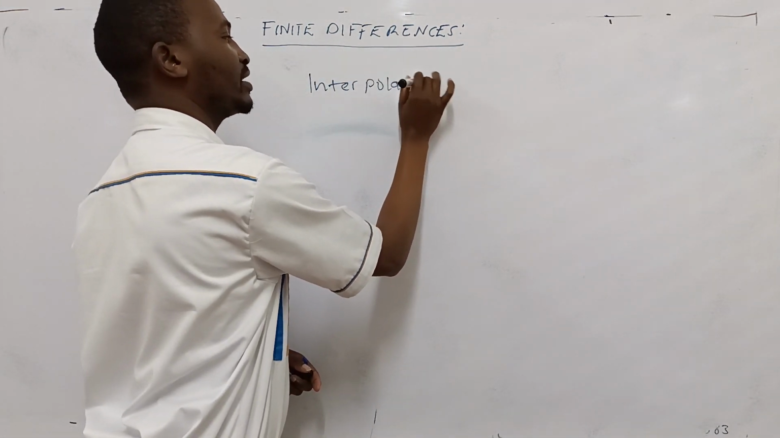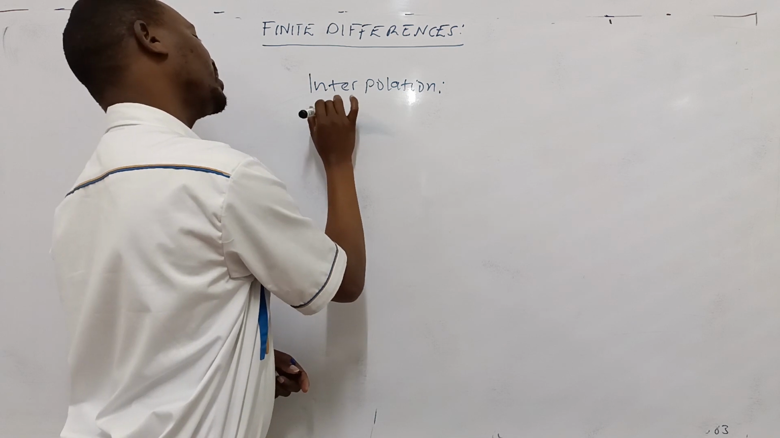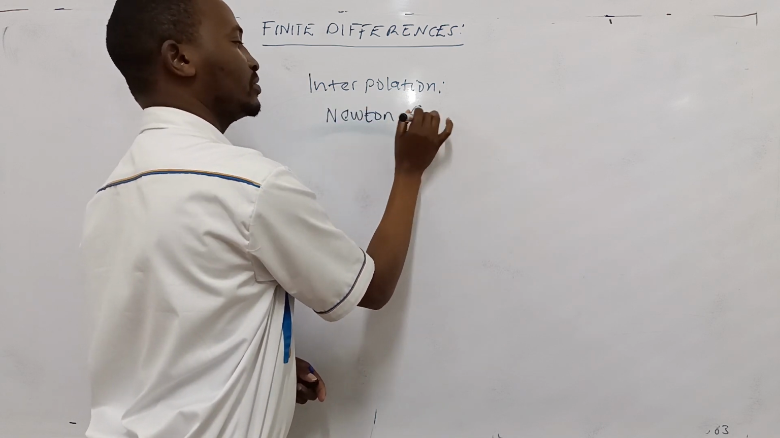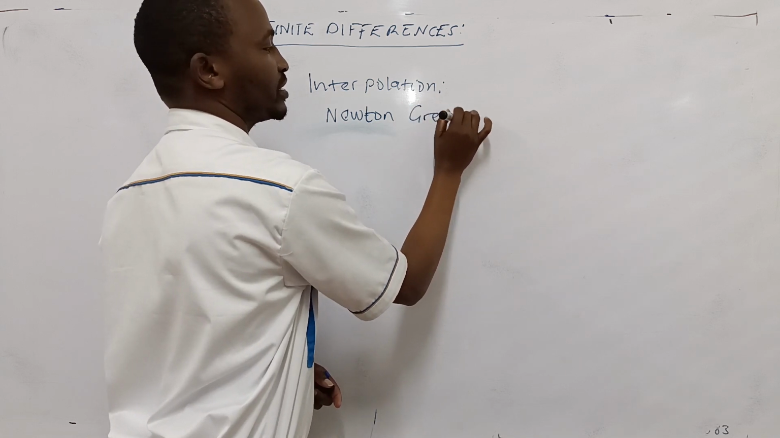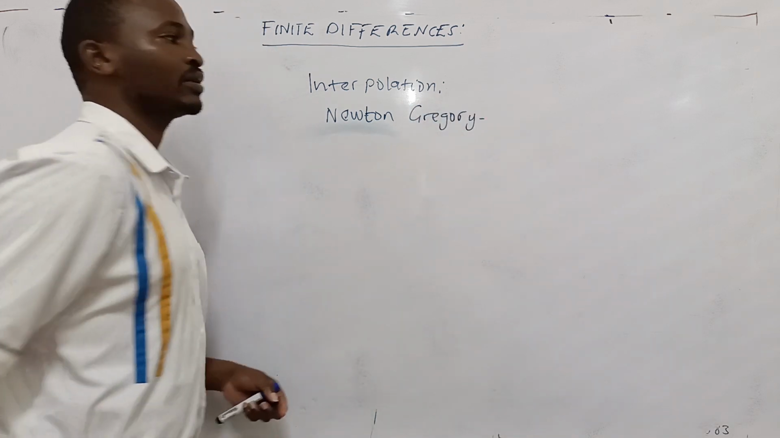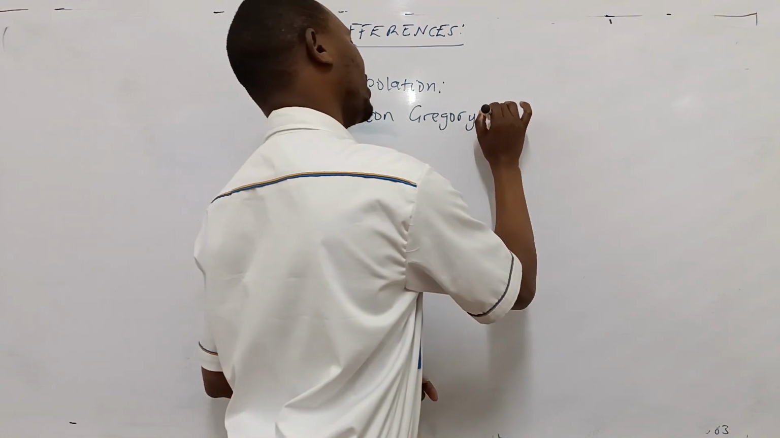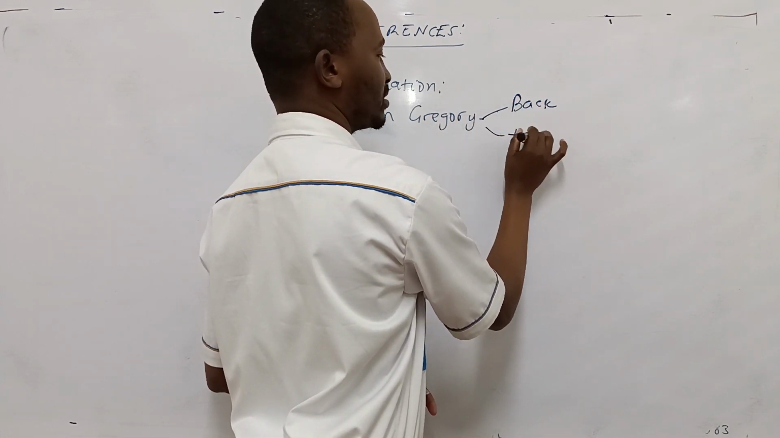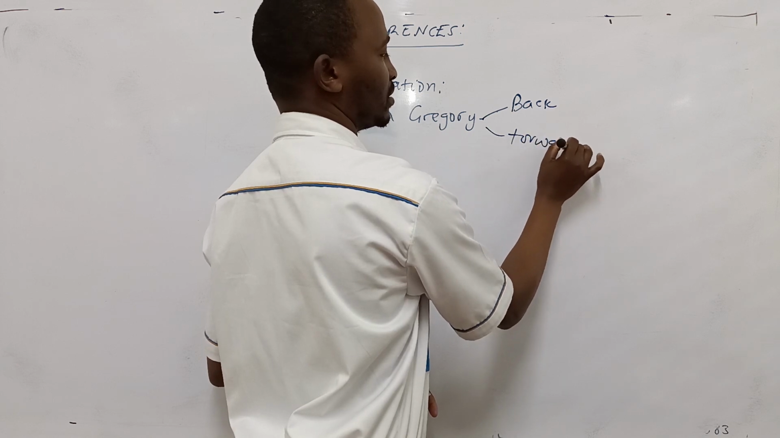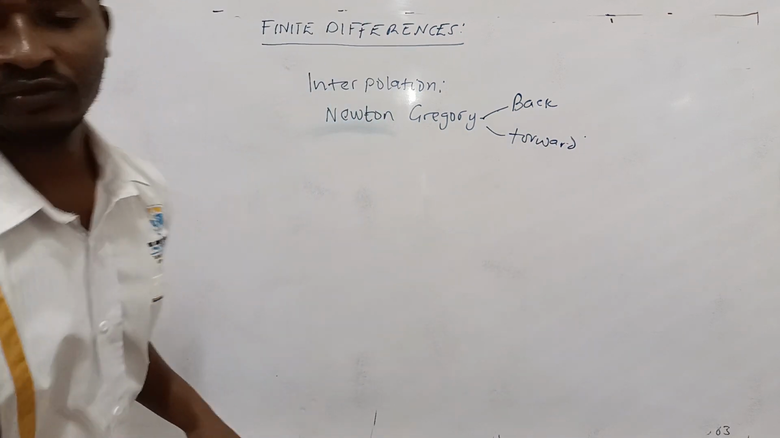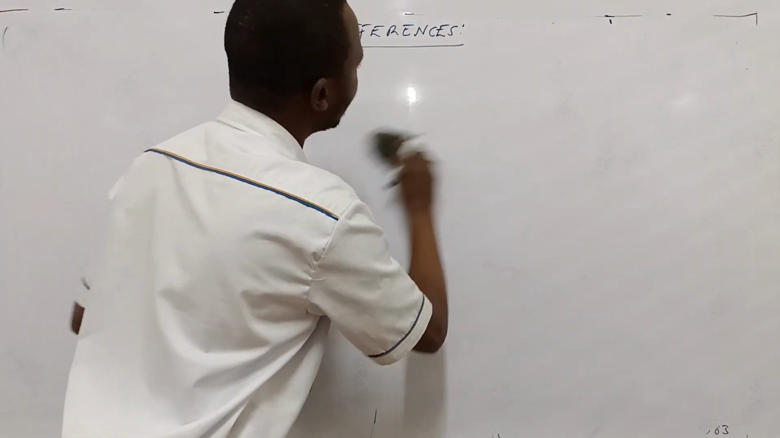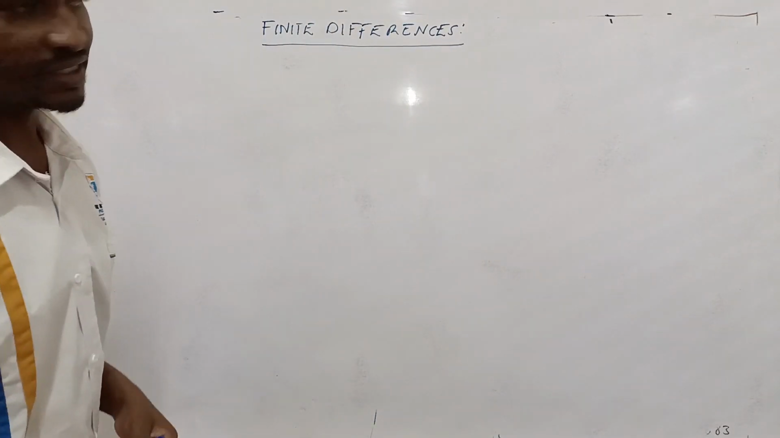I think we'll do that in the next video, and I will discuss Gregory interpolation, which is a common question in the exam. We have what we call backward, and also we have forward interpolation. And for that matter, we are going to create what we call forward and backward finite differences.